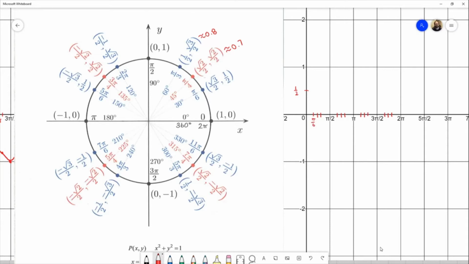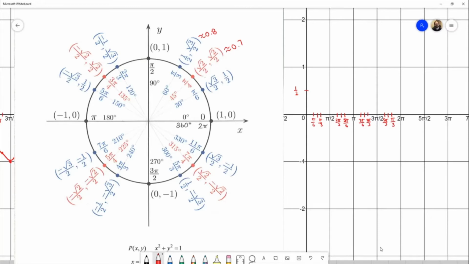Pi over 6, pi over 3, 2 pi over 3, 5 pi over 6. So I'm getting lost here. 5 pi over 6, 7 pi over 6, 4 pi over 3, 5 pi over 3, and 11 pi over 6. Get those labeled on this picture.